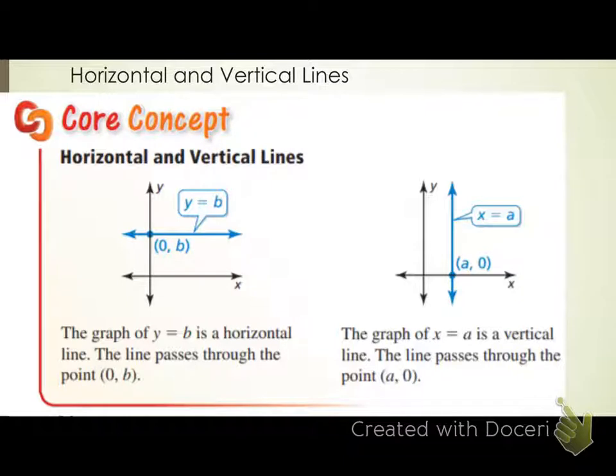Same thing except for x. The graph of x equals a is a vertical line. The line passes through the point a, 0. So if it's just x equals a number like x equals 3, then that's going to be a vertical line. There's no y value there at all. So the line would pass through the point a, 0, which would be through my x-axis. So if it's y equals just a number with no x in there at all, it's going to be a horizontal line. If it's x equals just some number with no y, then it's going to be a vertical line passing through my x-axis.